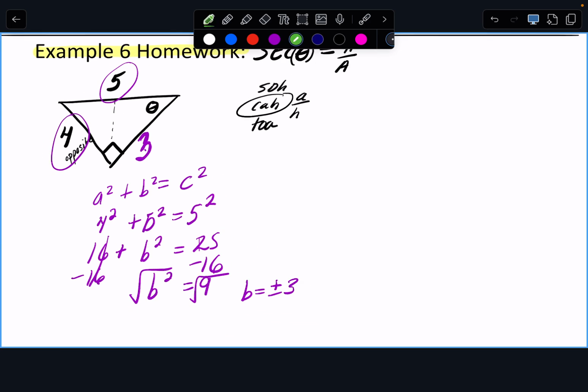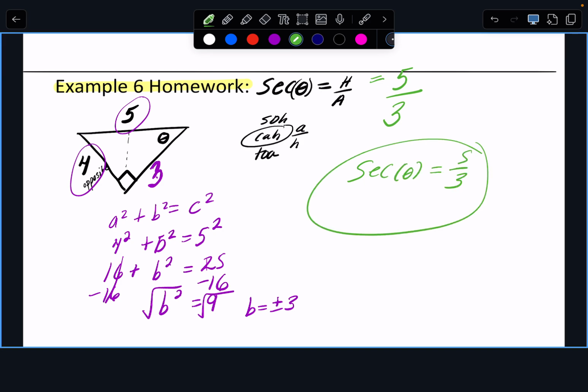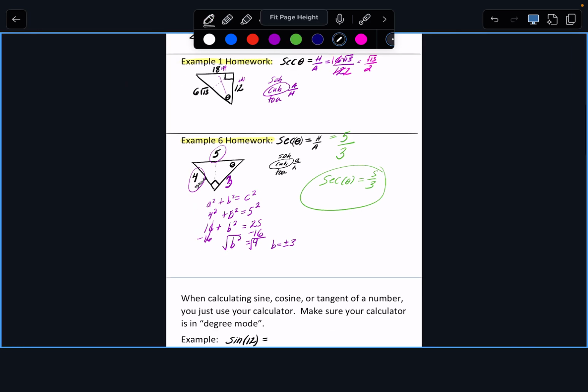All right, now we can answer their question. Our hypotenuse was 5. Our adjacent was 3. So secant of theta came out to be 5/3. That is the ratio. We haven't found a side length. We haven't found theta. We've just found a statement, a ratio. Questions on that one? Okay, so pretty easy.